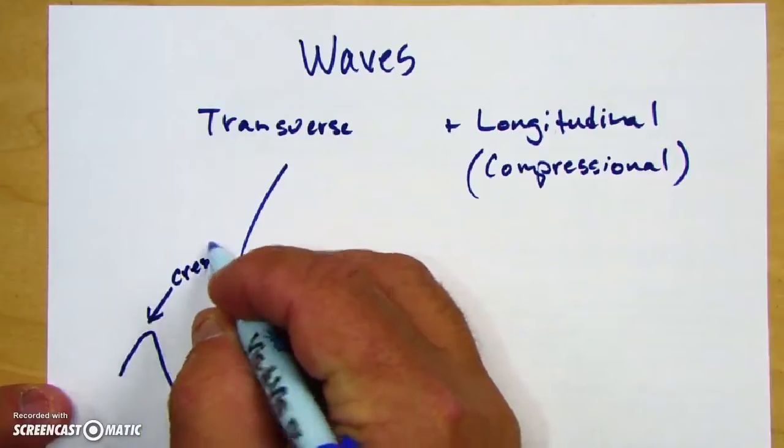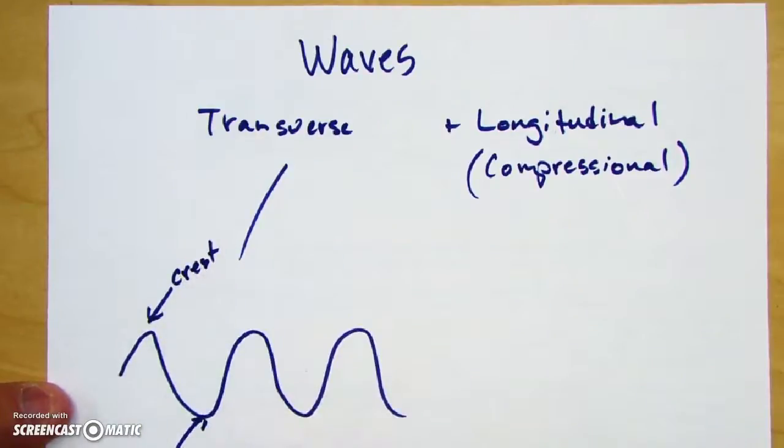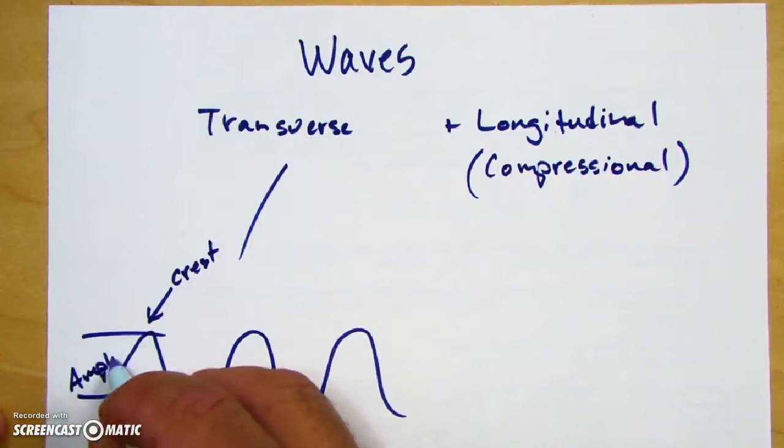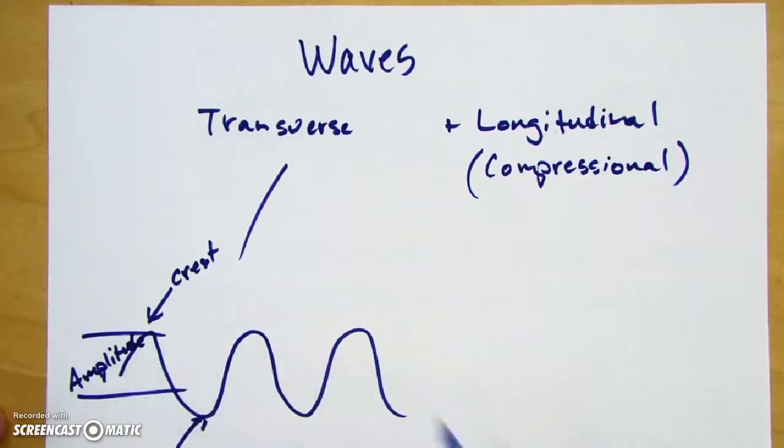Crest, trough. Amplitude is the height of the wave related to the energy, and it's from the midpoint to the top or the midpoint to the bottom. So that's kind of important.